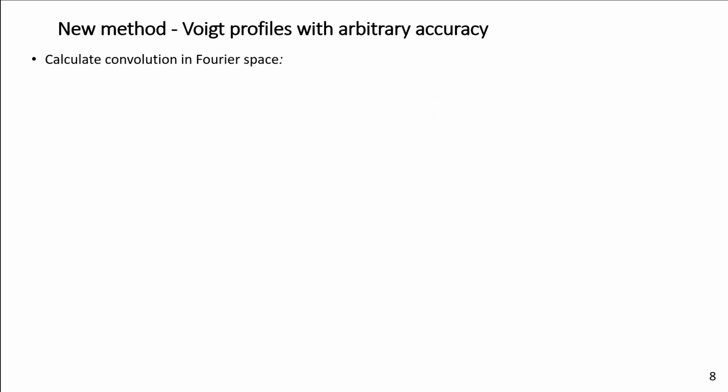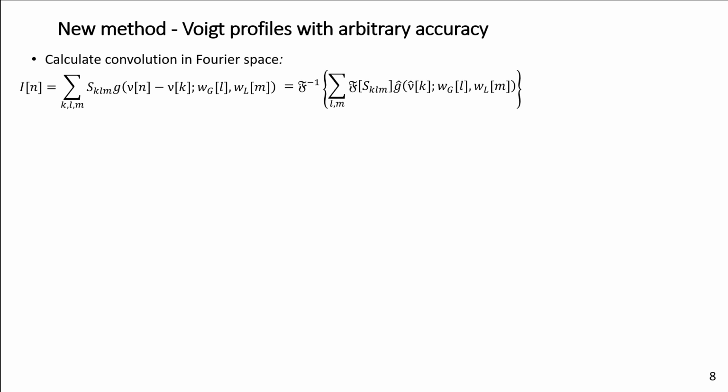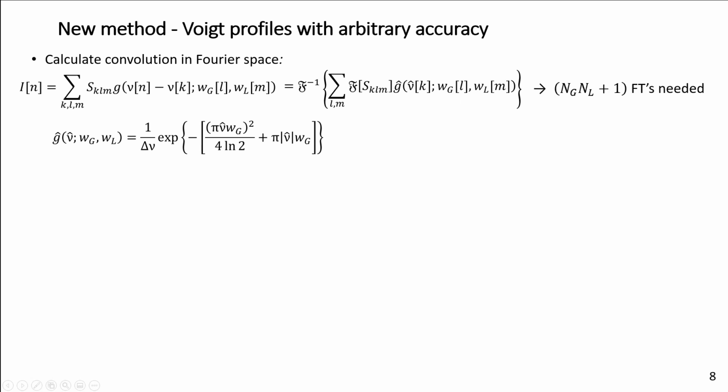As many of you will know, convolutions can be calculated efficiently as a product in Fourier space. Typically, this means we need to perform 2 forward FTs and 1 reverse for each convolution. In this case, however, we can first apply the summations over the two width axes and only apply the reverse transformation once. Moreover, since the Fourier transform of the line shape is known exactly, we can use the algebraic form and don't need to do a numeric transform. This means that the total number of Fourier transforms is the Gaussian grid size times the Lorentzian grid size plus 1.